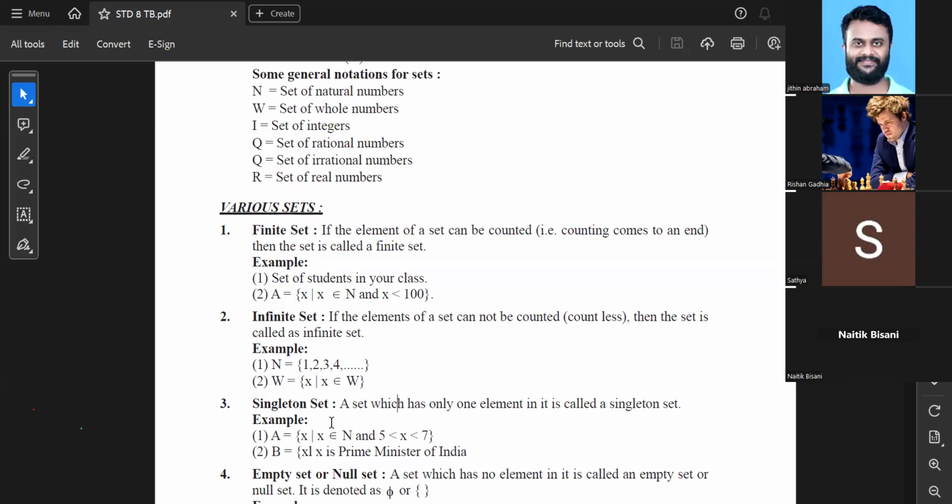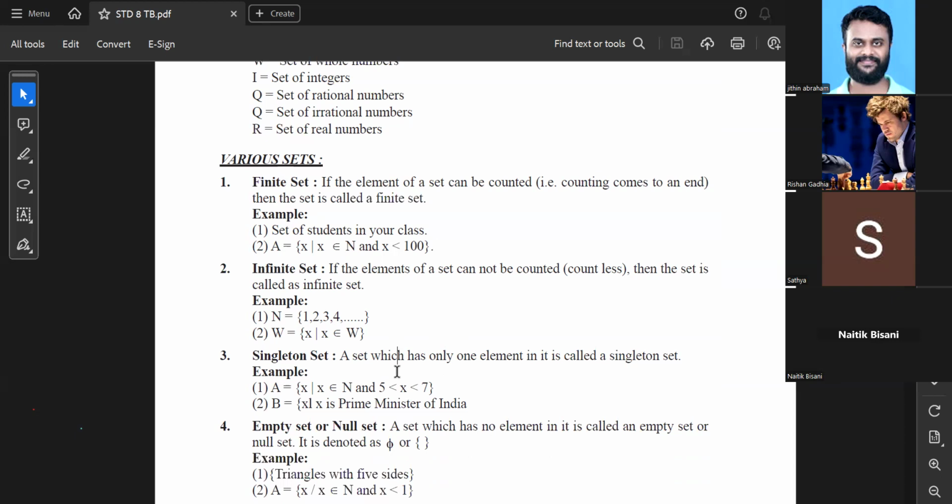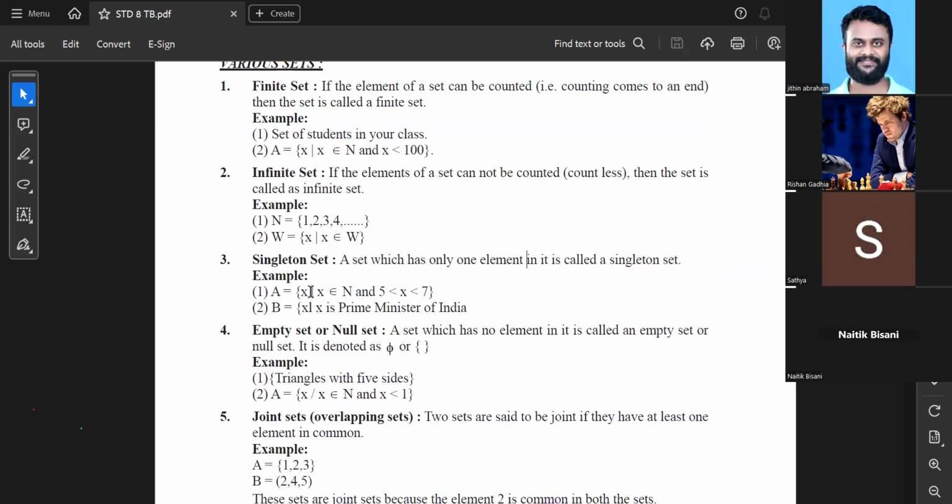We have no clue. All the whole numbers, all the integers, those things don't have a limit. Singleton set, which means a set which has only one element in it, is called a singleton. It's a single, as the name itself tells. For example, this is an example where x is a natural number and it is between 5 and 7.